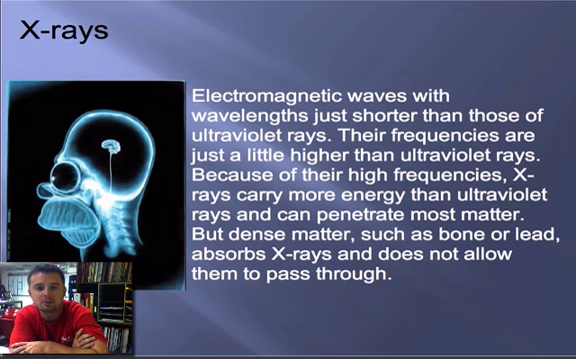X-rays. Here's Homer Simpson. X-rays are electromagnetic waves with wavelengths just shorter than those of ultraviolet. Their frequencies are just a little higher than ultraviolet. But because of their high frequencies, X-rays carry more energy than ultraviolet. And these can go past the skin and penetrate most matter. Dense matter, such as bone or lead, absorbs the X-rays, but does not allow them to pass through.